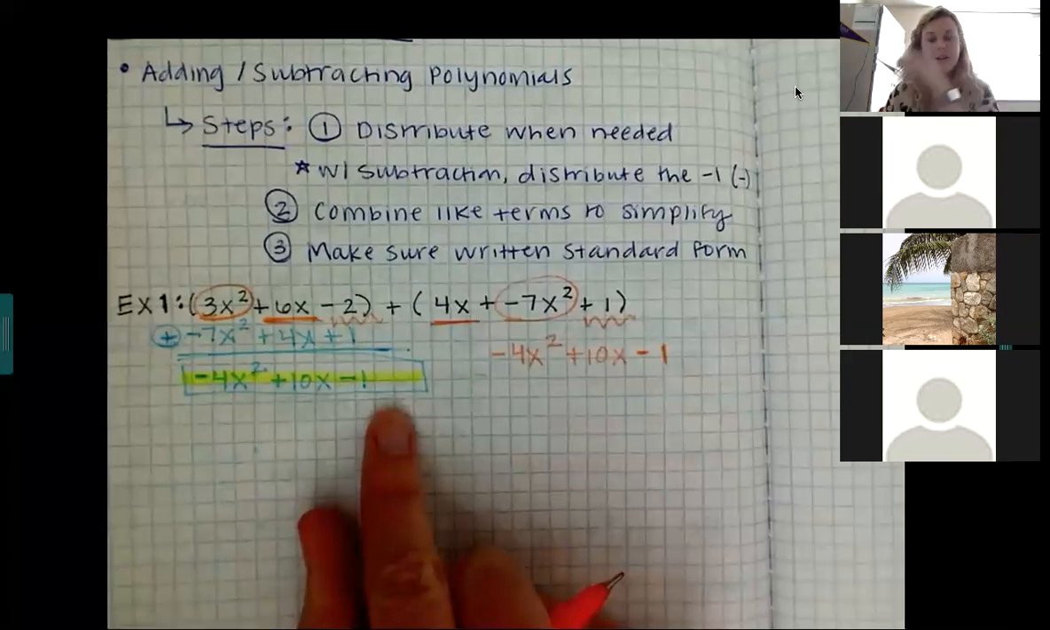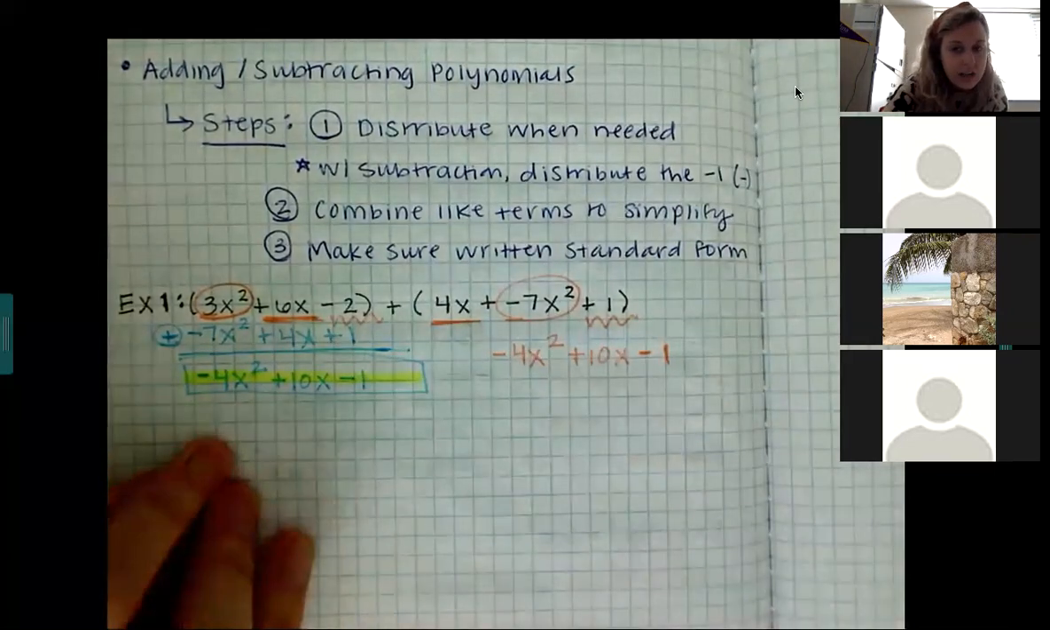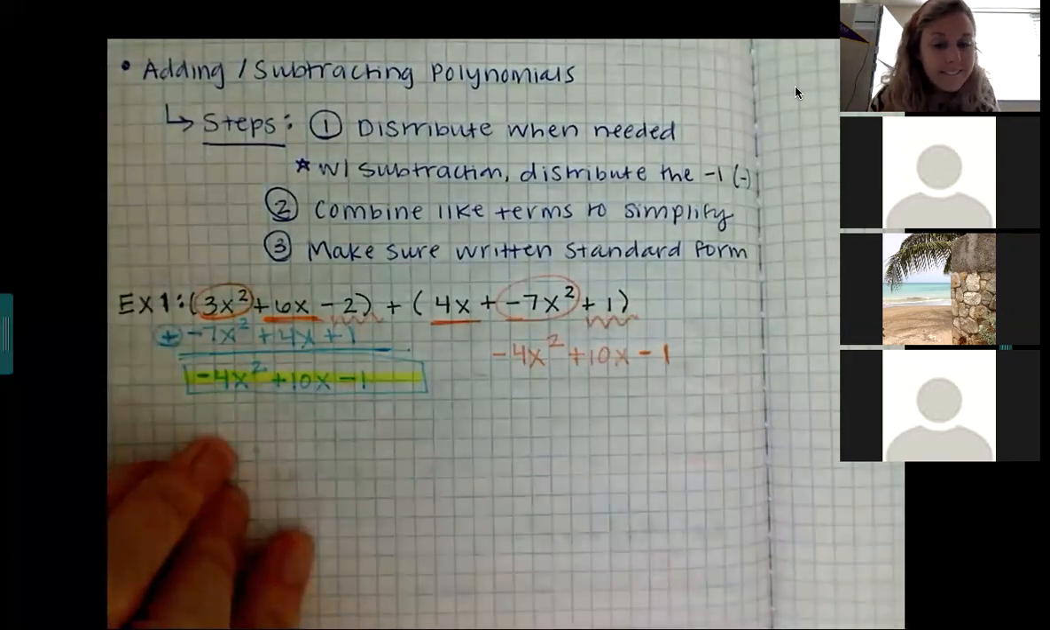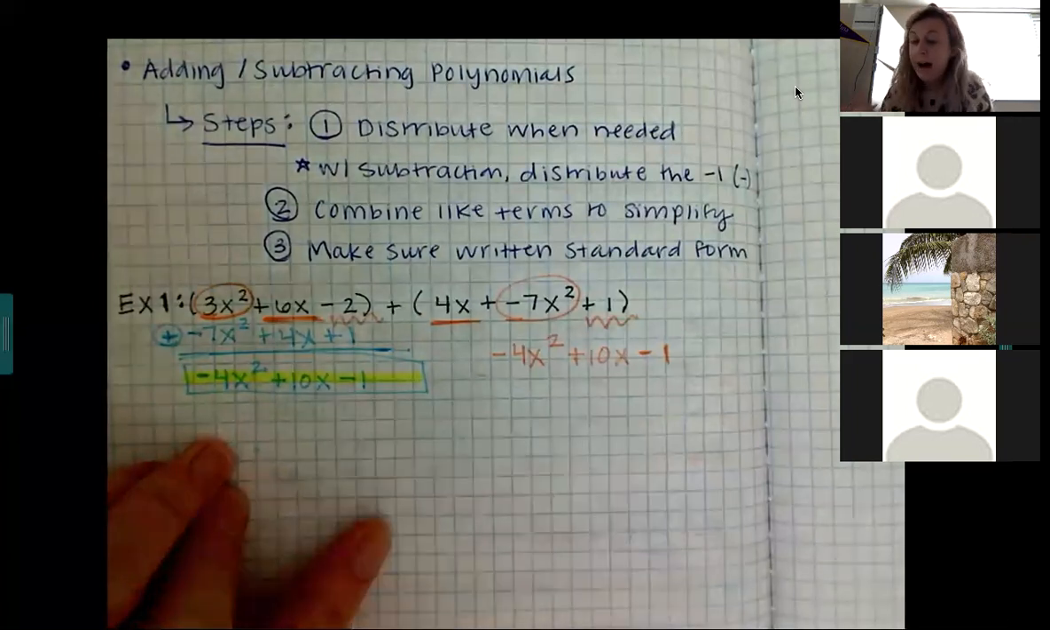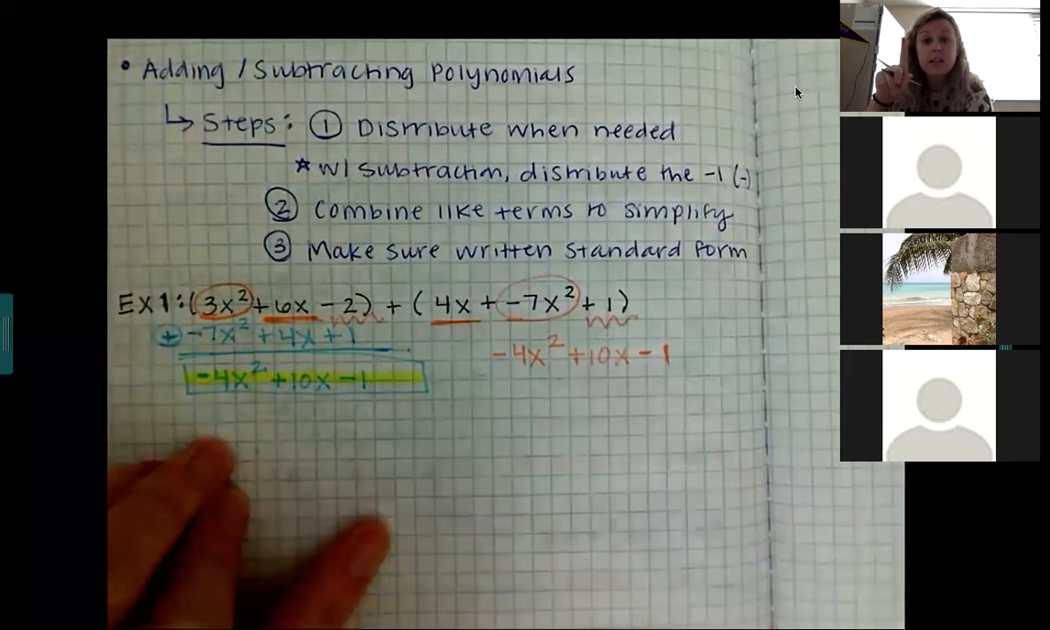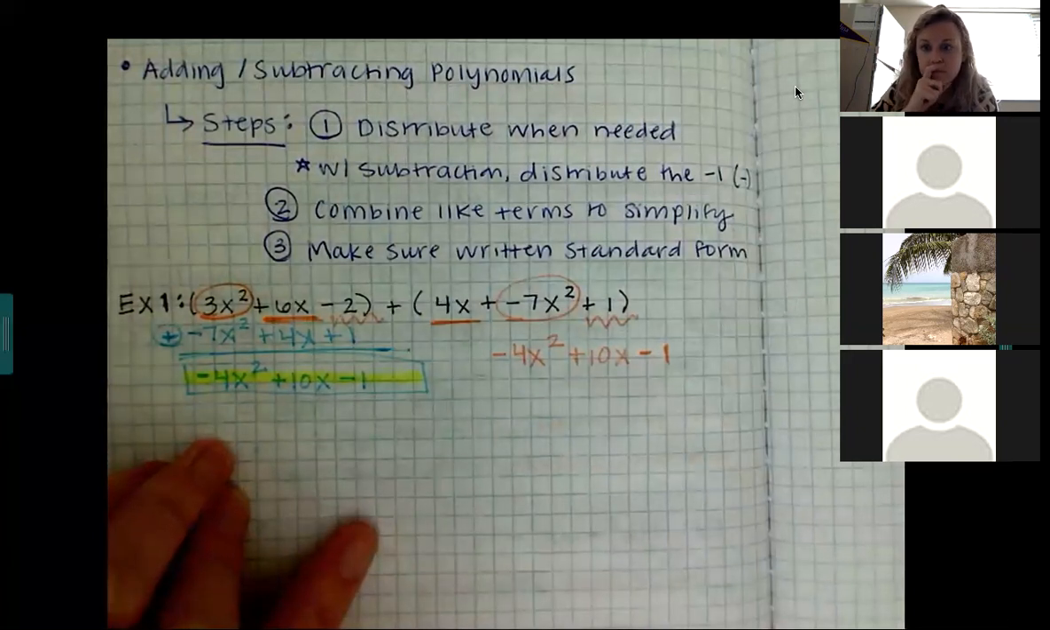Simplest form. Wait, what did somebody just say? I'm sorry, simplest form. Okay, simplified, good. So that's the first thing. To be in standard form, it has to be simplified, but there's something else.